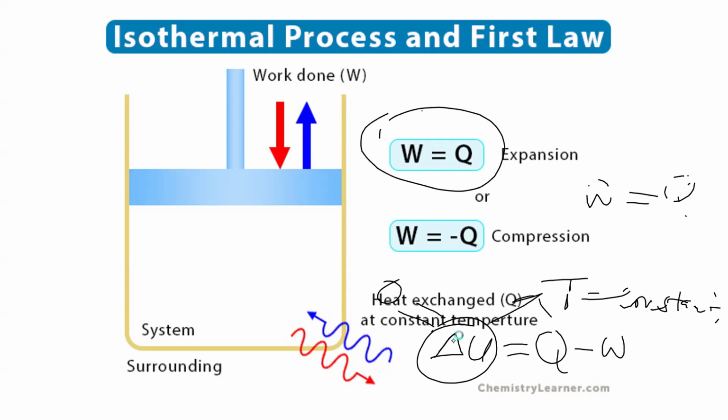That is, during expansion, because in the isothermal process the change in internal energy becomes zero, W is equal to Q. But during compression, W is equal to minus Q. So in the expansion, W is equal to Q, while in the compression, W is equal to minus Q.